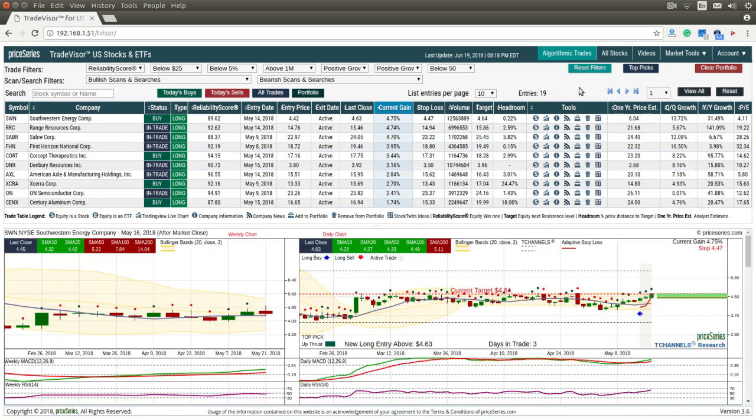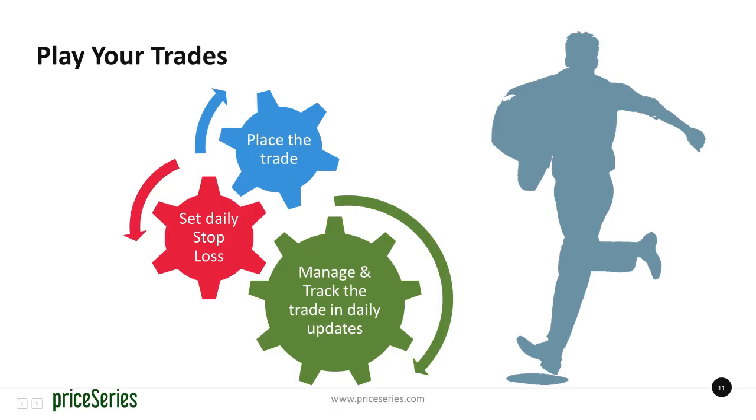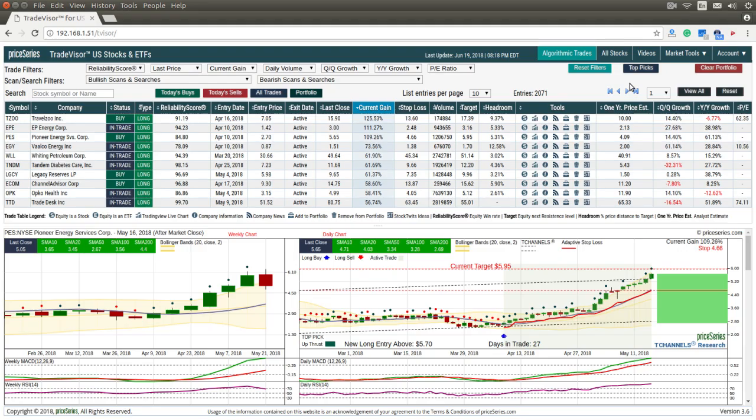Once we've made a selection of the trades to make, we move into our final phase of the 3Ps methodology, the Play Phase. After completing the first 2 steps of the 3Ps methodology, a trader needs to place the order on the trading platform of their choice, such as E-Trade, Robinhood, or TD Ameritrade. Immediately after placing the order, we must set a stop-loss order.